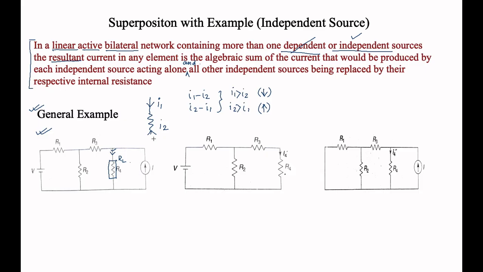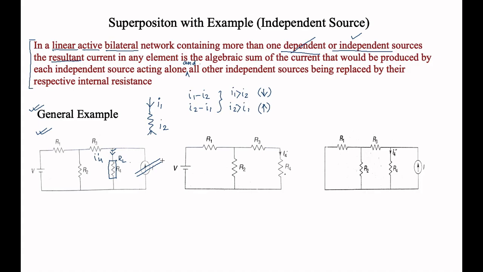Now what should we do? We have to find the current produced by each independent source acting alone. There are two sources in this diagram. First, we find I4 dash, the current through R4 supplied by the voltage source. Then we should replace the current source, that is, omit it.